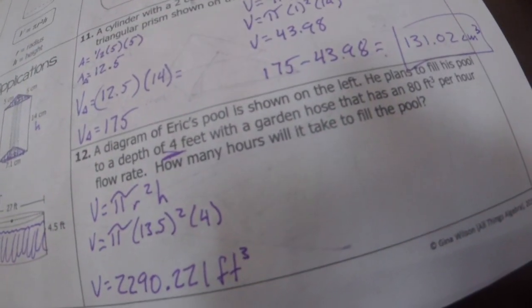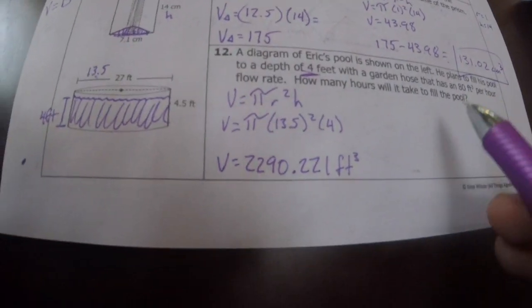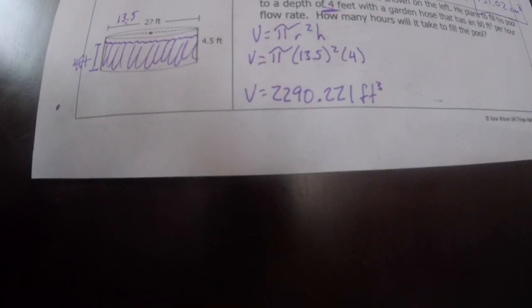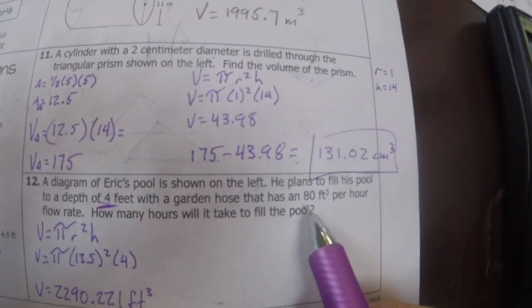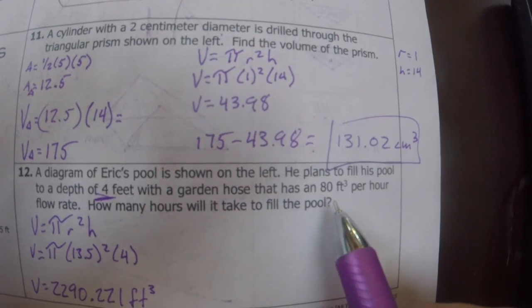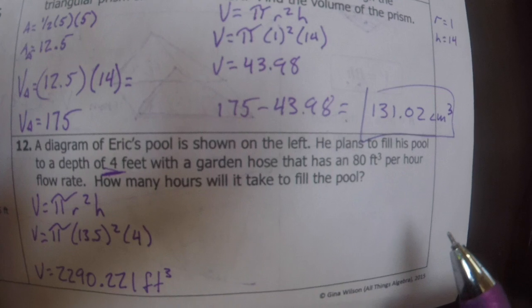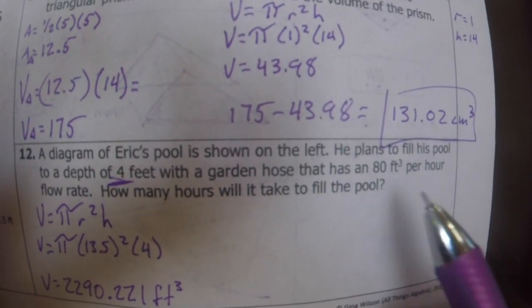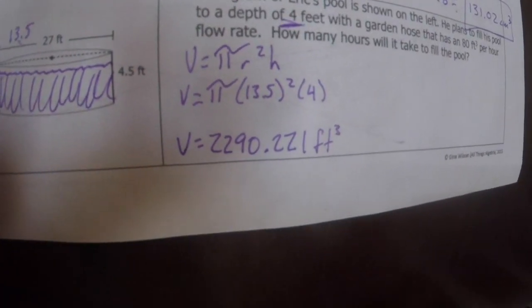All right, we didn't answer the question though. It didn't say how much water is in the pool. It said how many hours is it going to take to fill the pool. Well, think about this. You throw a hose into the pool and you're filling up the pool, and water is going in at a rate of 80 cubic feet per hour. So every hour, 80 of those cubic feet are being filled. Okay, every single hour. How long is it going to take to get to 2,290.221 feet?